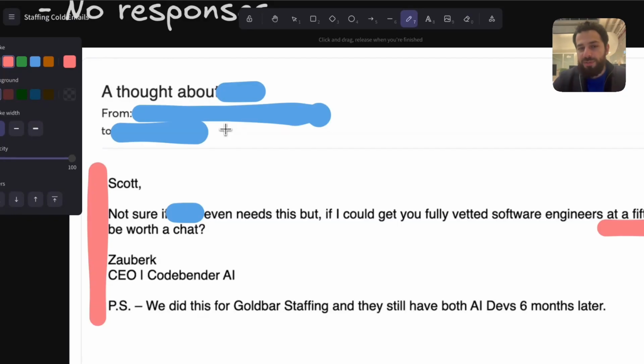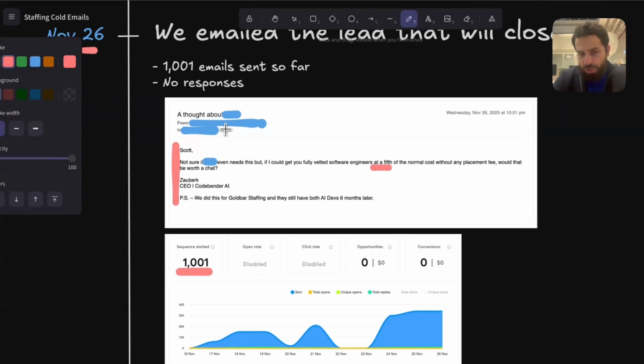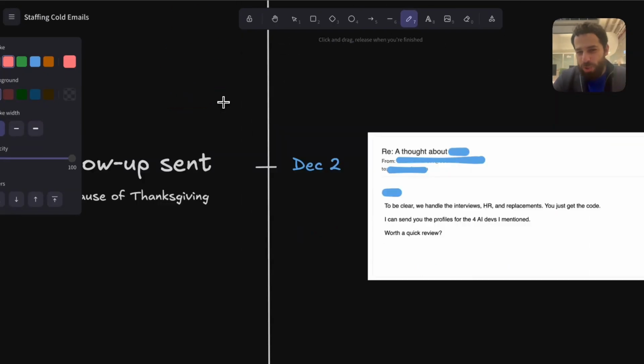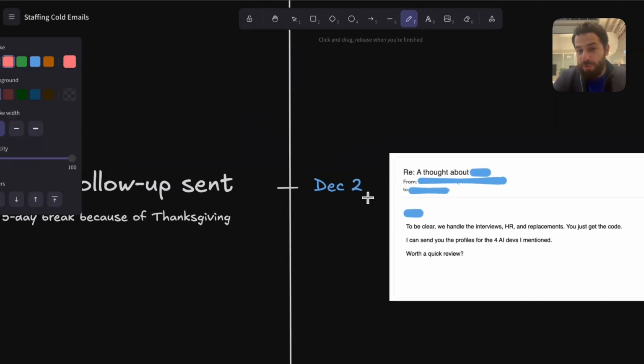And what's going to happen is if they're curious about you, they'll just take the domain of your email, put it in their browser, land on your website, and figure out who you are. So all good. But that's essentially the strategy. So we sent this email on November 26th. This company ended up being our client, but they didn't respond to our email. So it took us until December 2 with follow-ups where they actually replied.